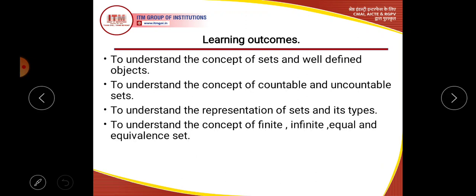Now learning outcomes. What we have learned from this video. In this video, we learned about the concept of set and what is a well-defined object. So this is very important to know. We also understood the concept of countable and uncountable sets: when we can say it's a countable set and when we can say it's an uncountable set.